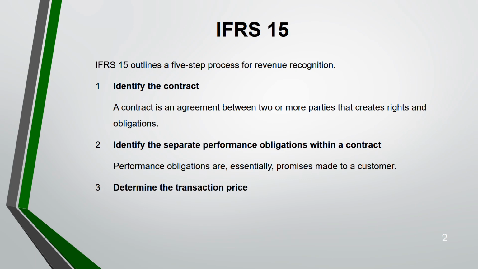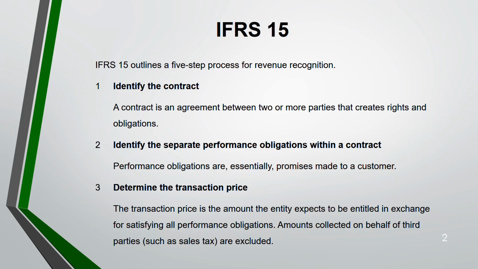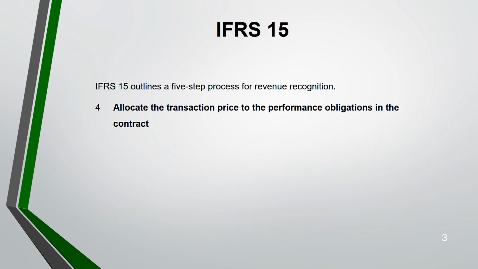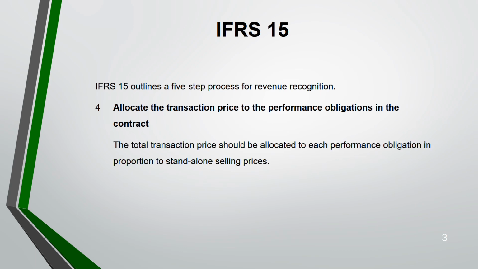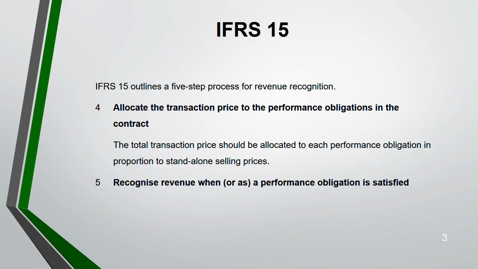Third, the transaction price. The transaction price is the amount that the entity expects to receive in exchange for satisfying their performance obligation. Amounts that are collected on behalf of third parties, such as sales tax, are not transaction price. They are excluded. Fourth, allocate the transaction price to the performance obligations in the contract. If there is more than one performance obligation, you have to allocate the transaction price between the performance obligations. And finally, you have to recognize revenue when you are satisfying the performance.